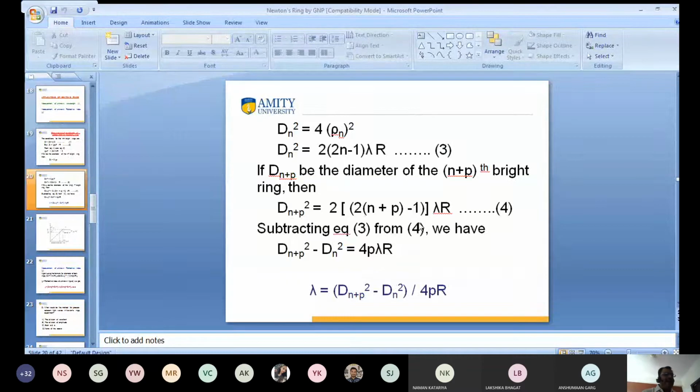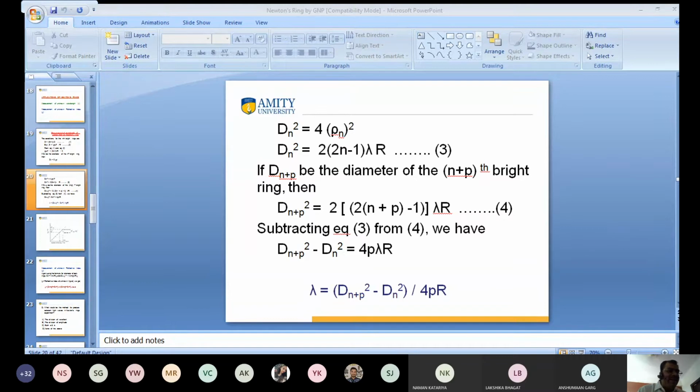So again, I am talking about this one. What is this? Dn means the nth bright ring. If we add more, it means n plus 1, n plus 2, n plus 3. So I write dn plus p. Dn plus p means more than n. P will be 2, 3, any quantity. So dn plus p means the diameter of a ring more than n. P can be 2, 4, 5. You can take any one.